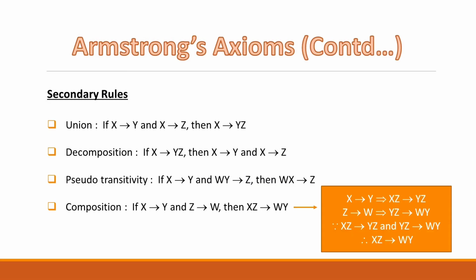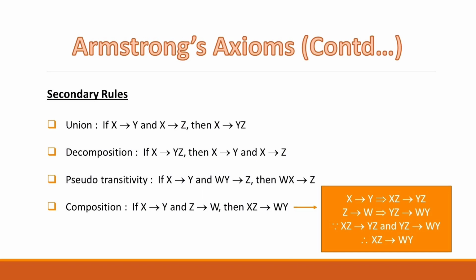The next secondary rule is composition. If there is a functional dependency from X to Y and from Z to W, then there exists a functional dependency from XZ to WY. This composition rule can also be obtained from the primary rules.